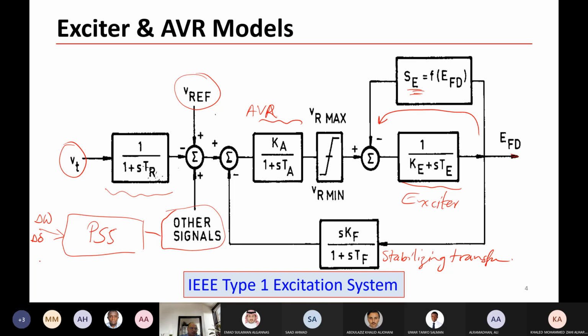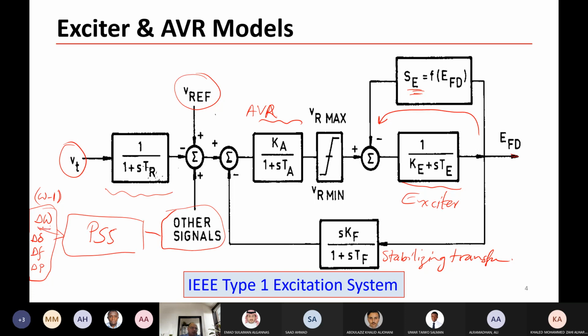And you can have a differentiator, or delta frequency, or delta power. You can measure any variation of the swing equation. When you solve the swing equation, you have delta omega, which is omega minus 1. One is the steady state speed, or omega synchronous, and this is omega. So omega is varying due to the fault or due to any disturbance.